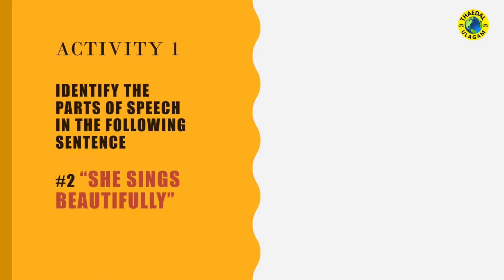Sentence number 2. She sings beautifully. Take a few seconds before we look into the answer. 1, 2, 3, 4, 5. Here we go. In the above sentence, the noun is she. Verb is sings. Adverb is beautifully. There are no adjectives in the sentence. Let's move to activity 2.